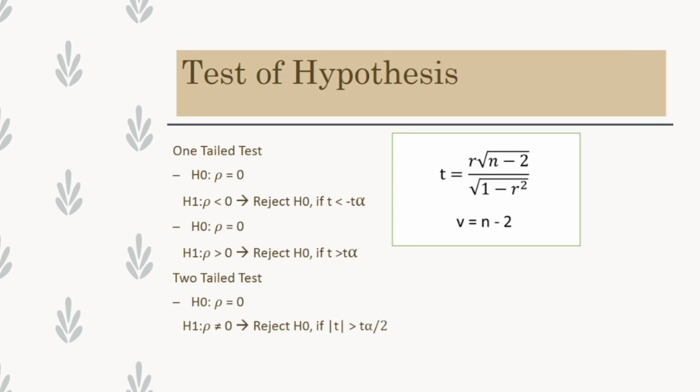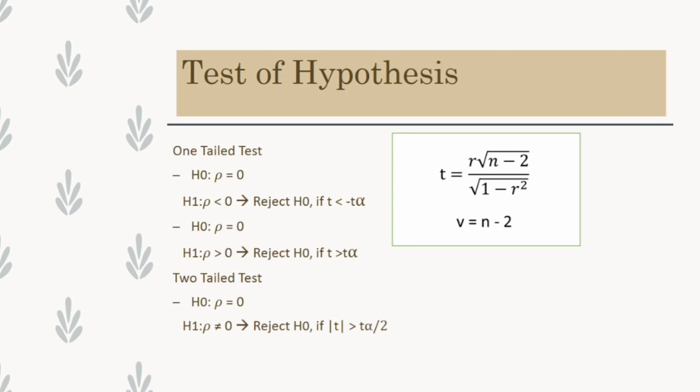First, one-tailed test. If H0 is rho equal to 0 and H1 is rho less than 0, it means reject the null hypothesis if t is less than minus t alpha. If H0 is rho equal to 0 and H1 is rho larger than 0, it means reject the null hypothesis if t is larger than t alpha.